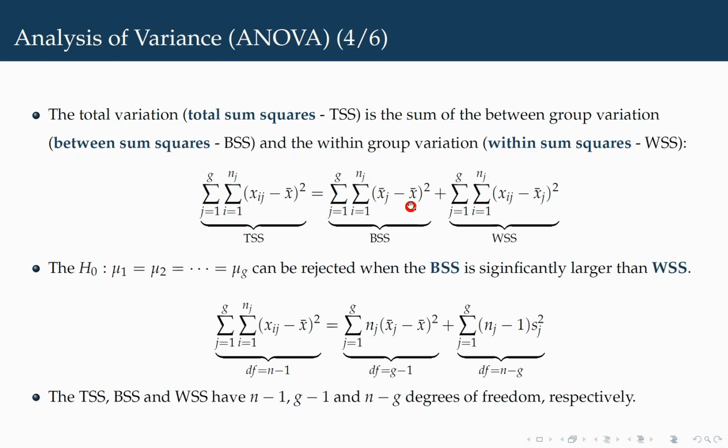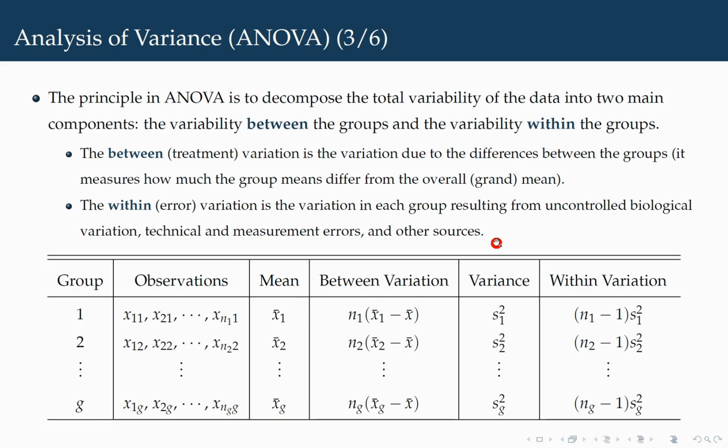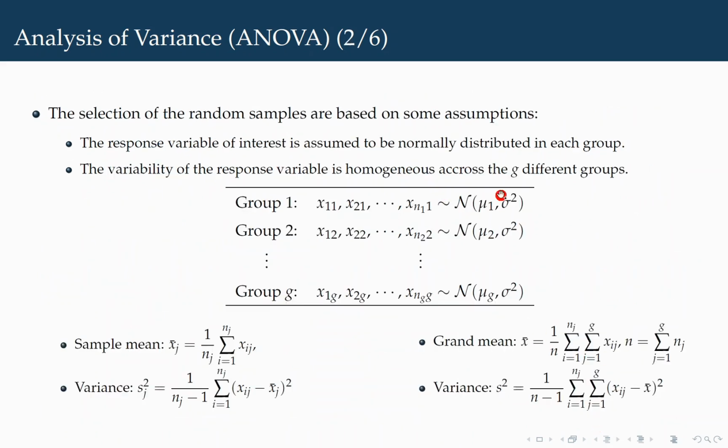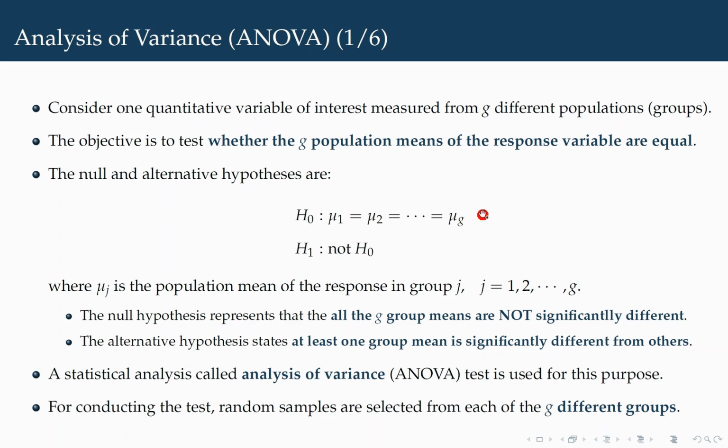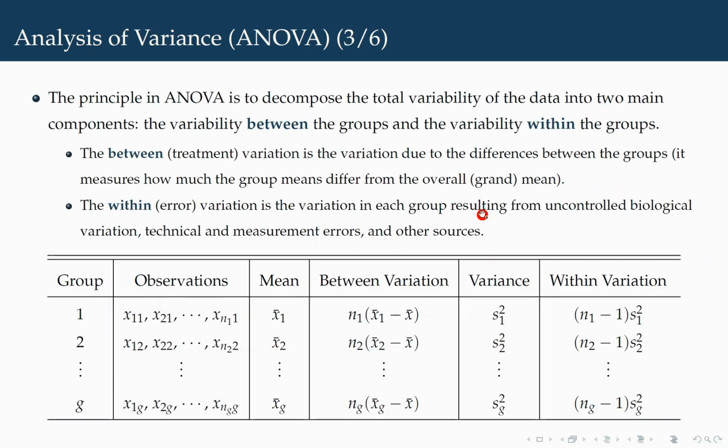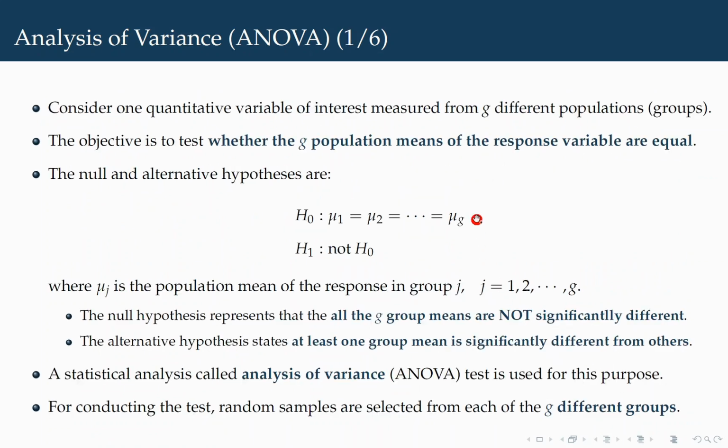So here the null hypothesis is going to be rejected if this between sum square is larger than that of this within sum square. Or in other words, if these between variations are larger than that of this within variations, in that case H naught, which states that all the G group means are equal, should be rejected. If these between variations are much larger than the within variations, the null hypothesis that states that all the G group means are equal should be rejected.